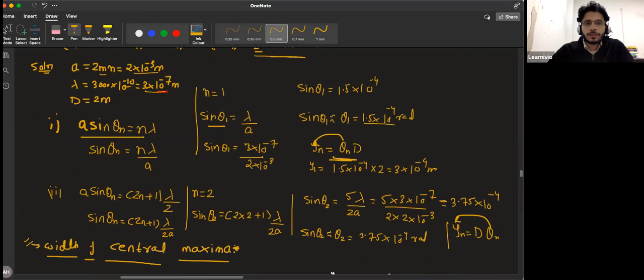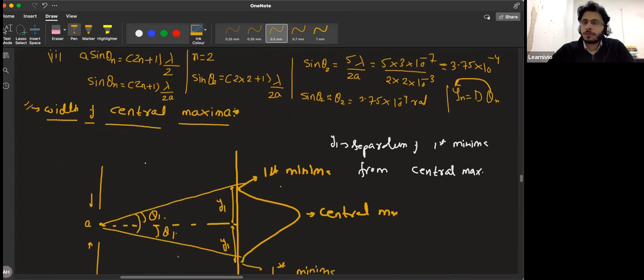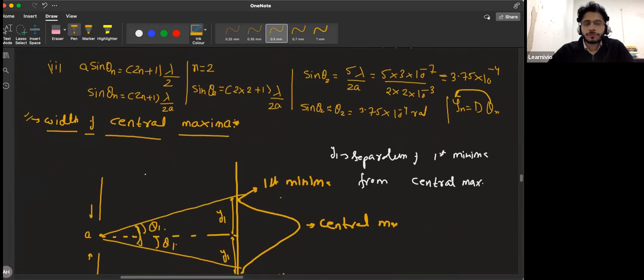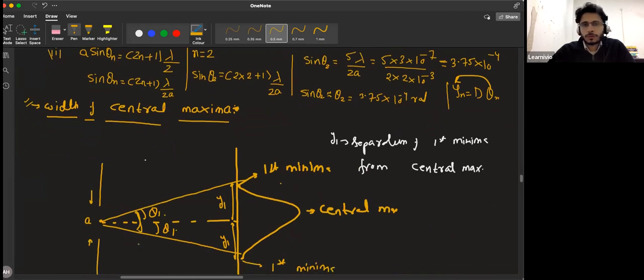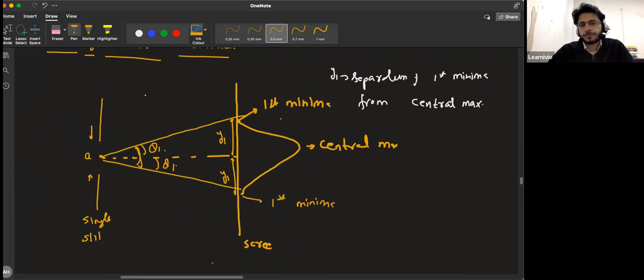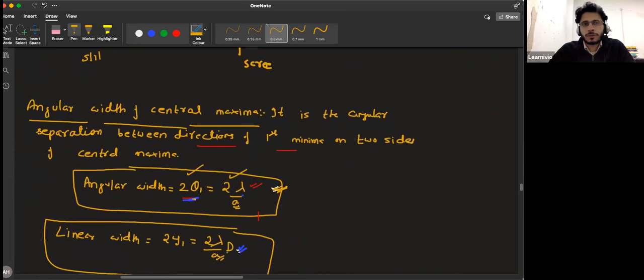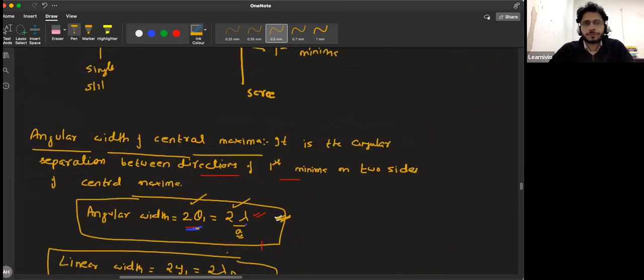So if theta 1 is lambda by a and the other theta 1 is also lambda by a, what will be the total angular separation? 2 lambda by a. That is the angular separation, right? If you want linear separation, then what do we do? For linear separation, we just multiply angular separation with D. So we take angular separation and multiply it with D to get linear separation. Clear? Yes, sir.